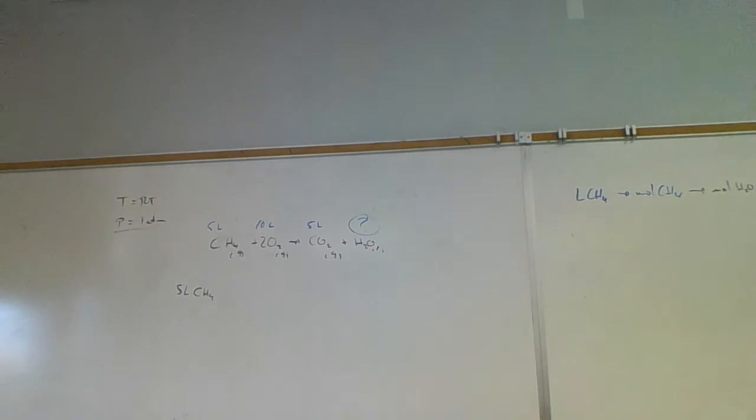To go from grams of water to milliliters of water, I need the density of water. The density of water, you should have memorized in 3 sig figs. What is the density of water? The 3 sig figs. 1.00 grams per milliliter. And so if I get 18 grams, it'll be 18 milliliters. 36 grams will be 36 milliliters.